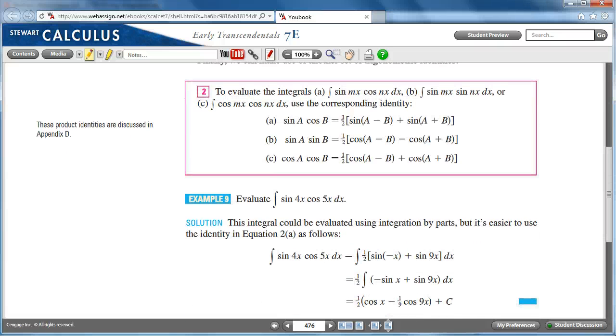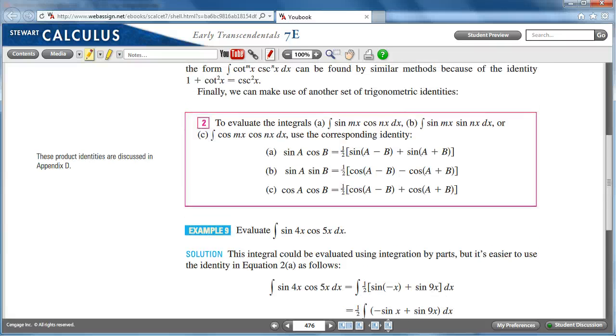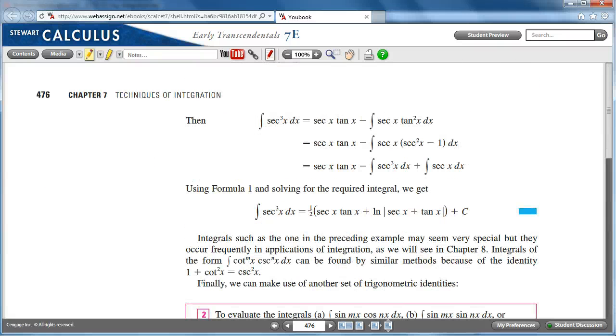And then type 3, we have sine and cosine again, but this time two different angles. Earlier we just had x, but this time, as in example 9 here, sine of 4x times cosine of 5x, so we have two different angles. In that case, we have to use these formulae, one of these formulae. And that's about it.